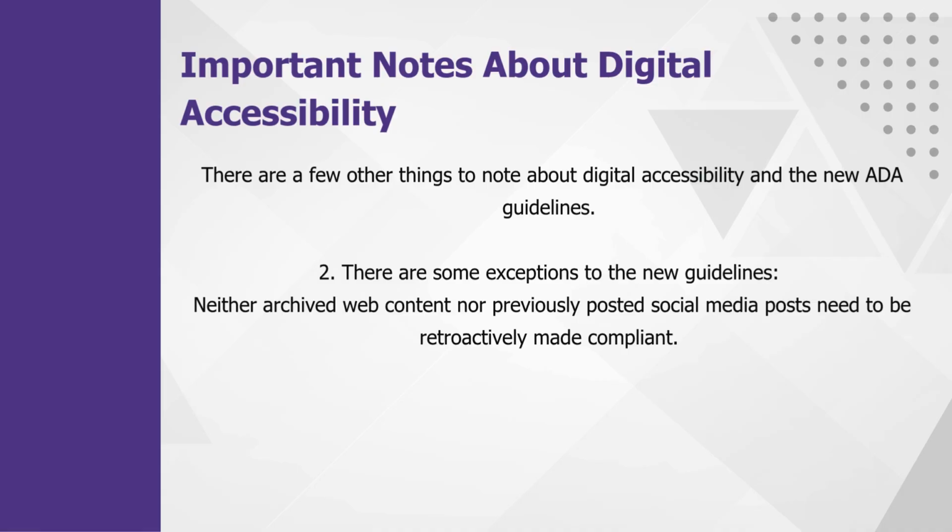Additionally, there are a few exceptions to the new guidelines to keep in mind as you work toward ensuring your content's compliance. Neither archived web content that was archived prior to April 24th, 2026, nor previous social media posts posted prior to April 24th, 2026, need to be retroactively made compliant.